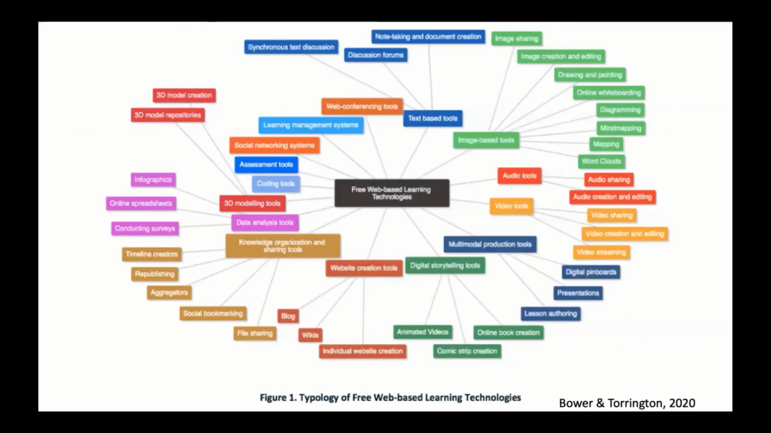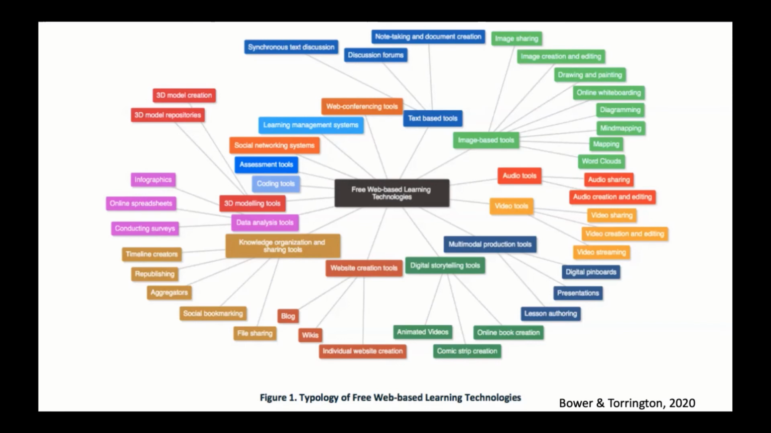So Bauer and Torrington published in 2020 a typology of free web-based learning technologies. And I couldn't get a really clear shot of it, so it might be a little blurry. I do have the references at the end of the PowerPoint presentation, the link to this. But basically, there are different types of free web-based learning technologies that you want to try. And one of the things that I always say is don't try it all, just try one new thing at a time. You don't want to overwhelm yourself and you don't want to overwhelm your learners.